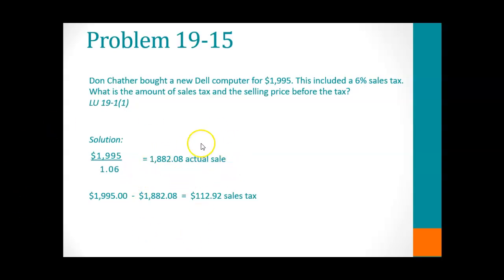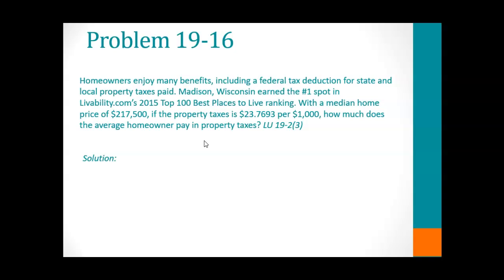One more? Okay, one more. In this situation, I'll get right to it. This county has a median home price of $217,500. If the property tax is 23.7693 per 1,000, how much does the average homeowner pay in property tax? So we're saying that the median or the average home price is $217,500, and the tax rate is $23.7693 per 1,000 of assessed value. And they're asking how much does the average homeowner pay in property taxes?